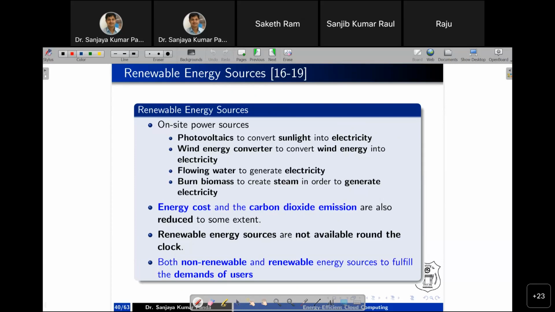But the main problem is that we know every day is not sunny, right? Some days may be cloudy. In every season you will not get good or sufficient water to generate electricity. That's why both renewable and non-renewable energy are important for us. But first we will try to minimize the resources by using renewable energy. And when there is a scarcity of renewable energy, we are going to use non-renewable energy, because renewable energy sources are not available 24/7.